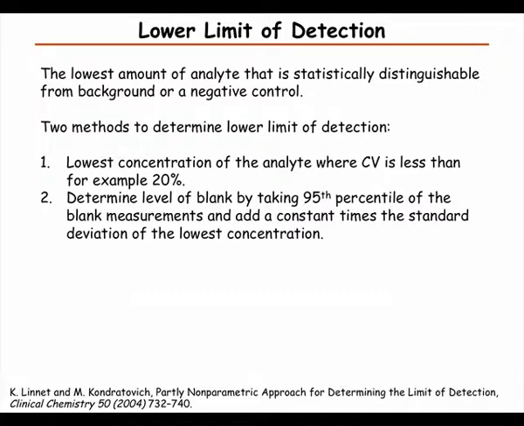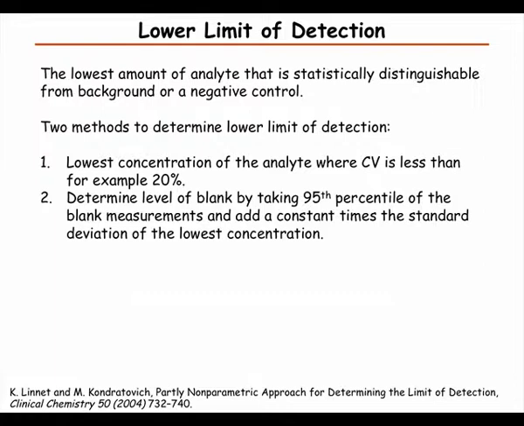Now, if we look at how to estimate what the lower limit of detection is, there are a few different ways, but we'll just look at two methods. One that people usually use is just taking where the coefficient of variation is less than 20%. So that would be one way of defining it.